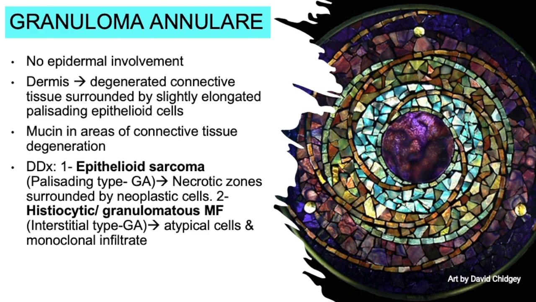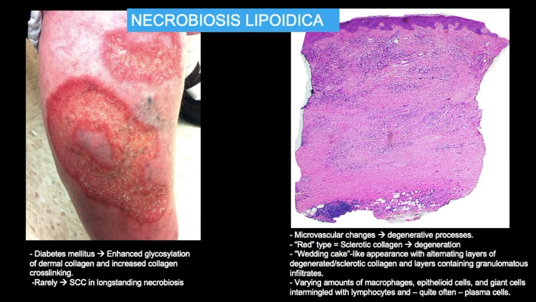see like CD4 to CD8 bias, and you will see other markers, immune cells, that will help you to think about MF. Necrobiosis lipoidica, this usually happens in association with diabetes, and because of enhanced glycosylation of dermal glycogen and increased collagen cross-linking. Rarely, there were some reports that these lesions transformed into squamous cell carcinoma.